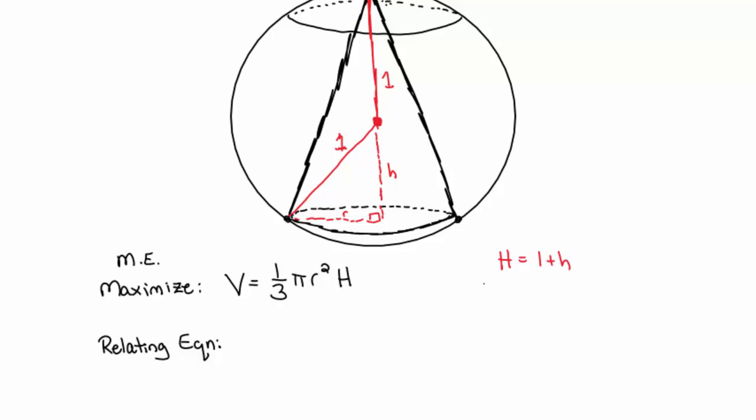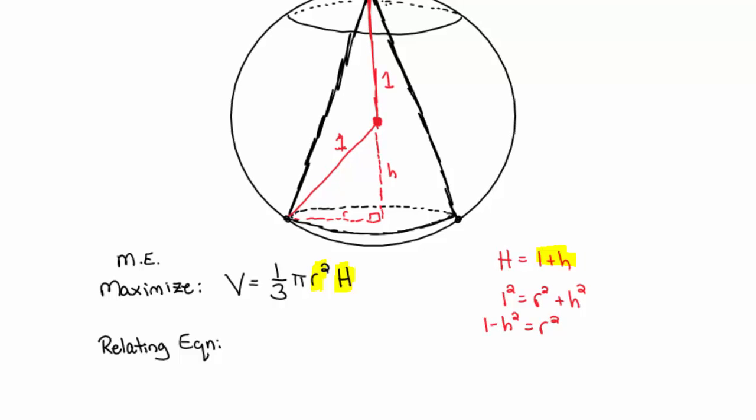The relationship is the Pythagorean Theorem. I know that 1 squared is little r squared plus little h squared. And so notice that I can now make a relationship between little r and little h. I also can make a relationship between big H and little h. This guy right here will be traded out for this stuff. And then the r squared I'll trade out for a 1 minus h squared. Let me go ahead and write that in. R squared is the same thing as 1 minus h squared.